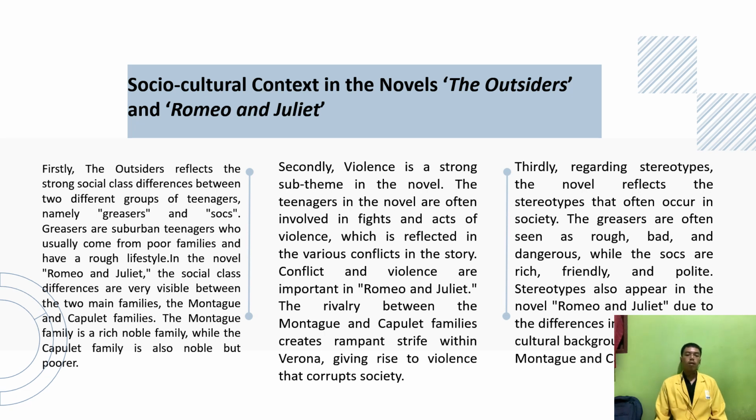Sociocultural context in the novel The Outsiders and Romeo and Juliet. First, The Outsiders reflects the strong social class difference between two groups of teenagers, namely the Greasers and the Socs. Greasers are suburban teenagers who usually come from poor families and have a rough lifestyle in the novel.